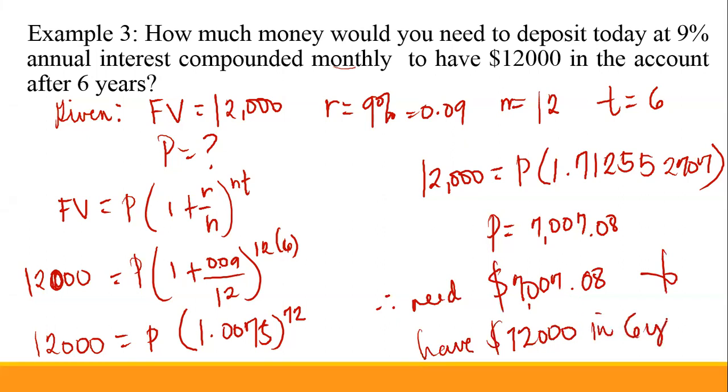Okay, so paano natin nakuha yung 7,000? Dinivide lang natin ito ng 1 point something. Okay? Yun. Intindihan? Para makuha natin si P. So you would need to deposit $7,007.08. Okay? Just to accumulate or to have $12,000 in the account. So there.